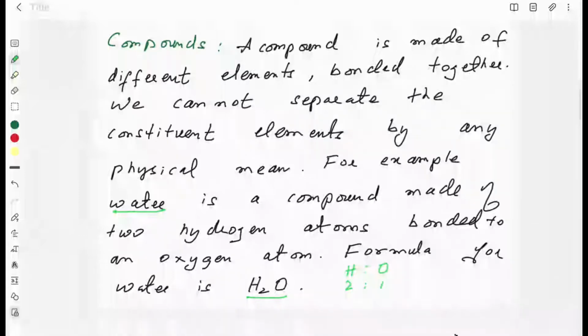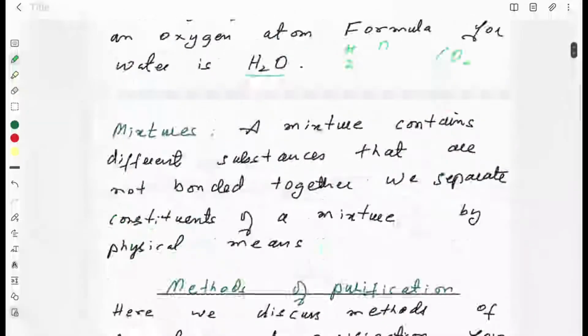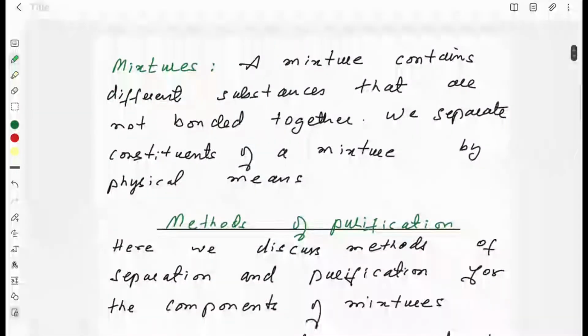We can take any other compound. For example, carbon dioxide. The ratio between carbon and oxygen is 1:2, and this is also fixed. You cannot change it. And then come mixtures. A mixture contains different substances that are not bonded together. They are not chemically bonded together. That is why you can separate the constituents of mixtures by physical means.